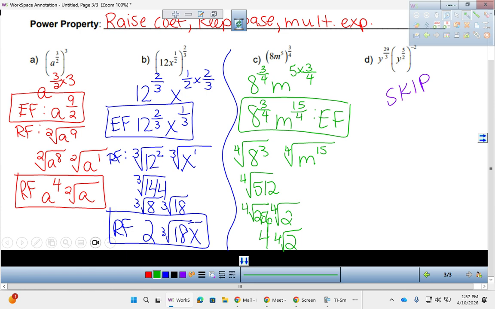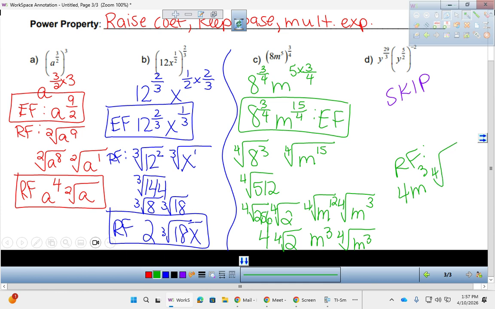What about splitting up this m to the 15th? What multiple of 4 did you use? All right, so 12 and 3. So 12 divided by 4 would give me 3, and then I'd keep the 3 inside. So my final radical form would be 4m to the 3rd, 4th root of 2m to the 3rd. I'm taking the stuff on the outside and writing it together, and then the stuff on the inside, I'm writing together.